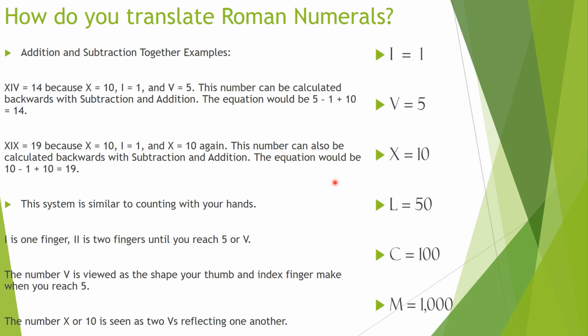This system is similar to counting with your fingers, which is an easy way of remembering how this is connected. You can use 1 as 1 finger, 2 as 2 fingers, and so on, until you get to 5 with your whole hand. Roman numerals use a V because it's similar to the V that is formed between your thumb and your index finger. The number X, or 10, is seen as 2 V's reflecting one another, so basically 2 hands together, 2 5s together, which would equal 10.